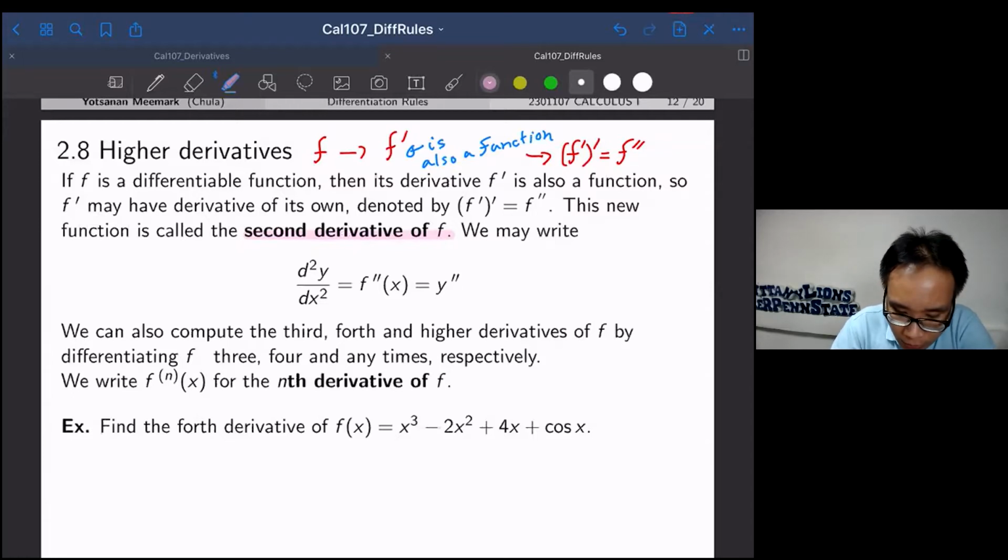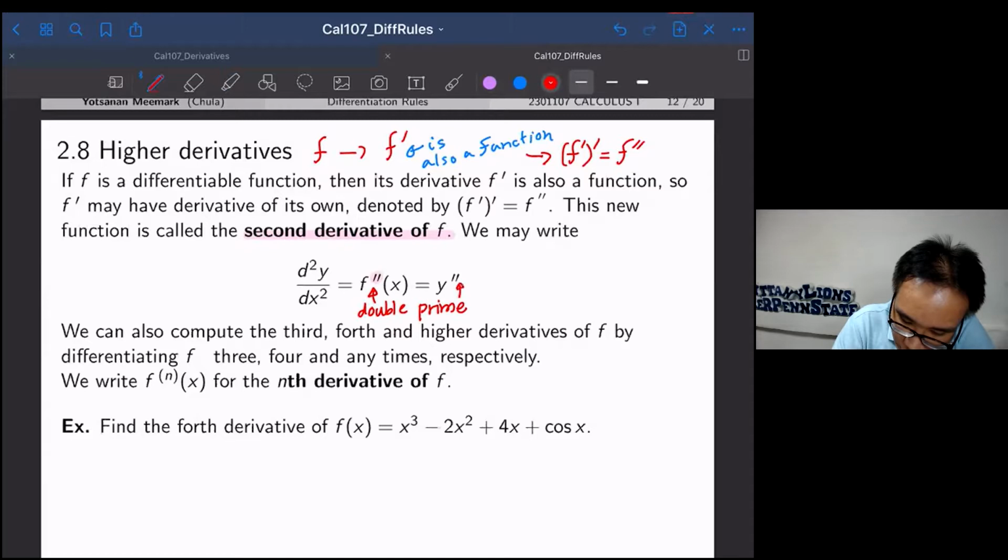We have two notations. One is f double prime, written with two primes. These two notations are the same, and both are called double prime. And we can also have the Leibniz notation, which is d2y dx square.